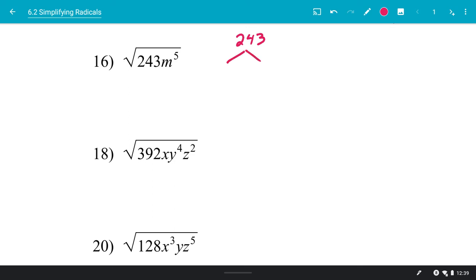What goes into it? Well, 3 goes in. 3 goes in 81 times. 81 could be 9 times 9, right? 9 is 3 times 3. So I got 1 3, 2 3s on the outside. Well, so I got 3 times 3. All right. And I've got 1 3 inside.